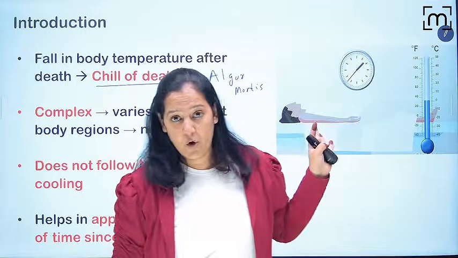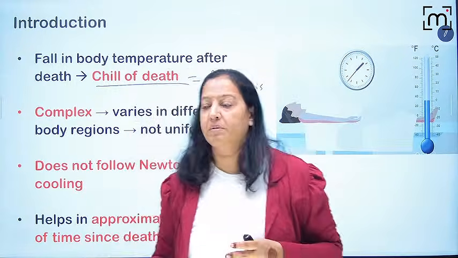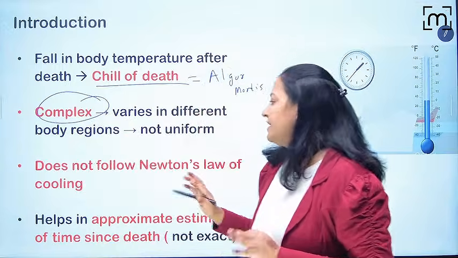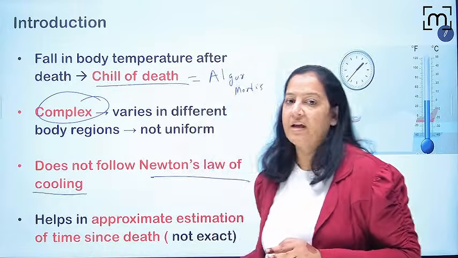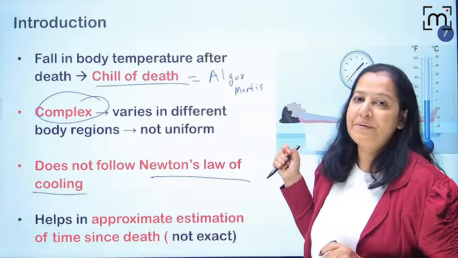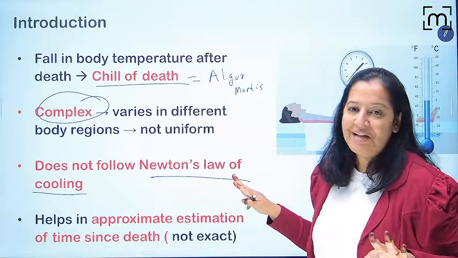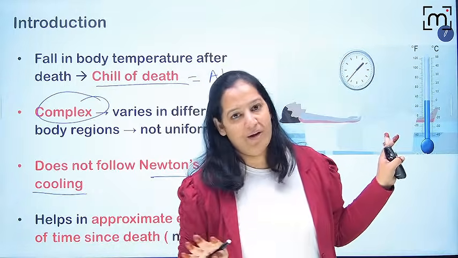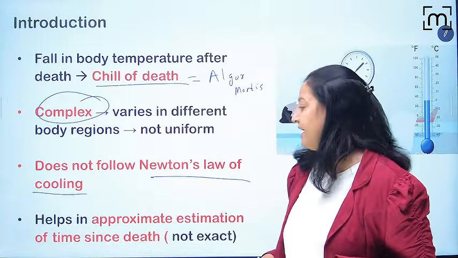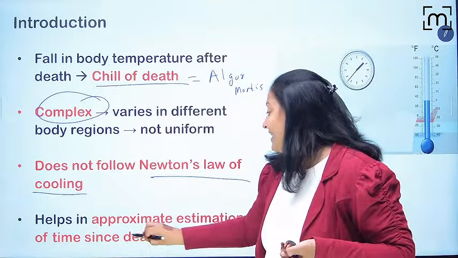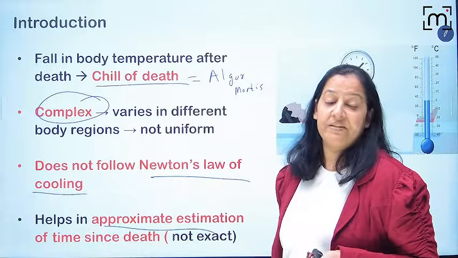The mechanism is very complex, but I will try to teach you. It is not uniform. It does not follow Newton's law of cooling. You know Newton's law of cooling. The dead body does not follow it because it is dead now; after that, there are no rules. It is a very complex and haphazard mechanism, but we will try to understand. It helps us calculate the approximate time of death. That's why it's very important.